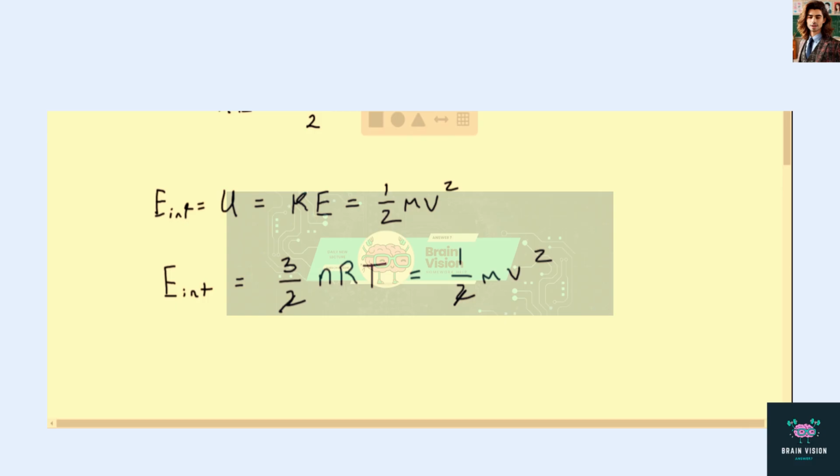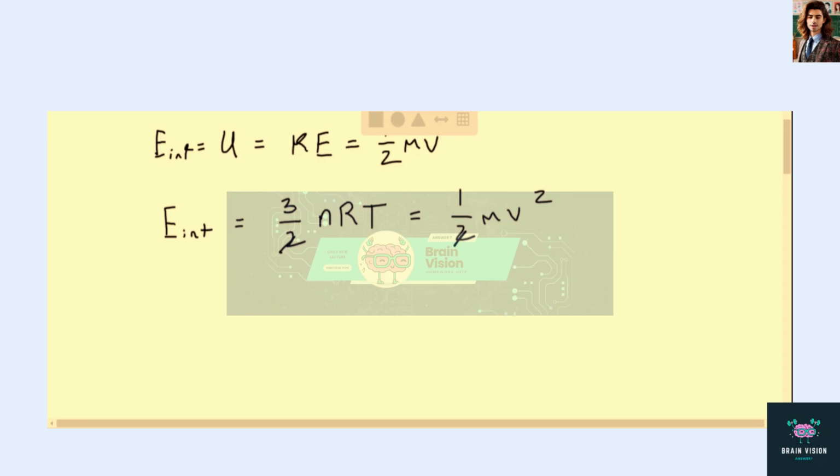And then the variable we want to solve for is temperature. So we can divide both sides of this equation by 3nR to isolate temperature. So if we do that, we'll have mv squared over 3nR. And remember, this is the mass of the bullet, not the mass of the gas.